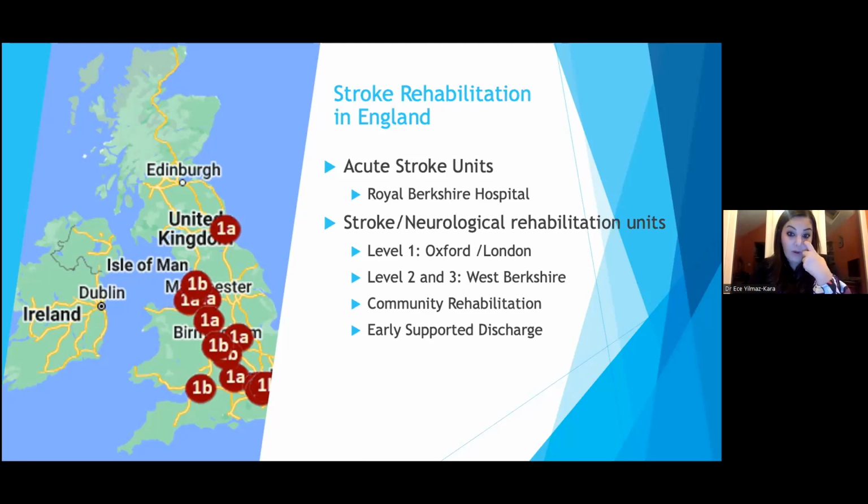There's also early supported discharge, meaning that when patients are assessed as not needing an inpatient rehab admission, we can also discharge them home to the community with therapy input in the community. That's called early supported discharge.